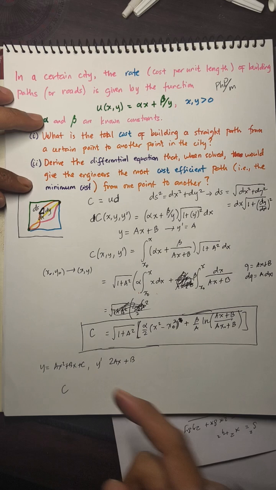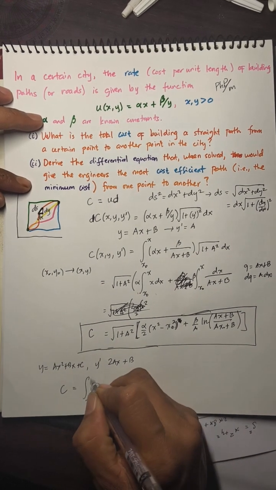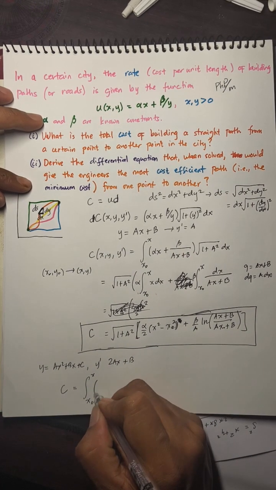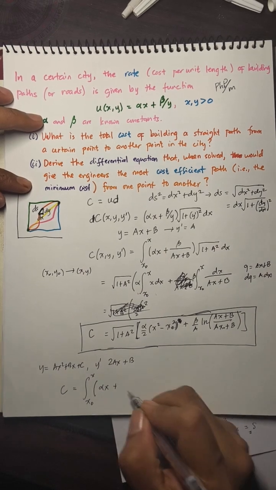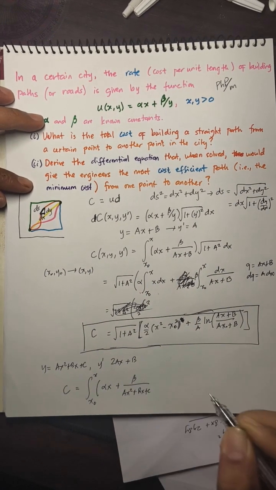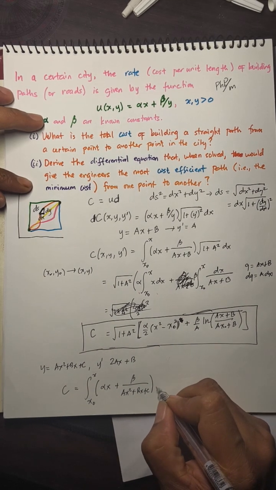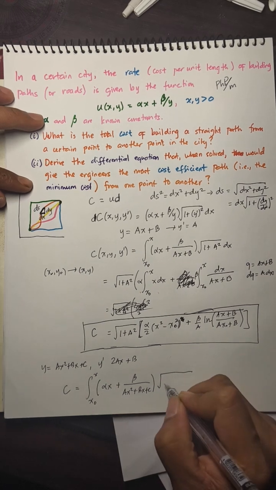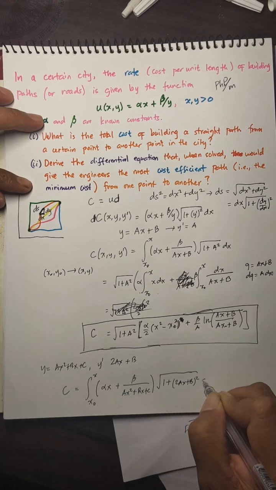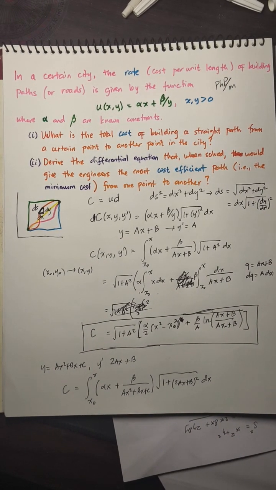So our cost function for this road here is equal to the integral from x naught to x of alpha x plus beta over ax squared plus bx plus c times the square root of 1 plus 2ax plus b squared dx. Now, this is actually quite difficult to integrate.